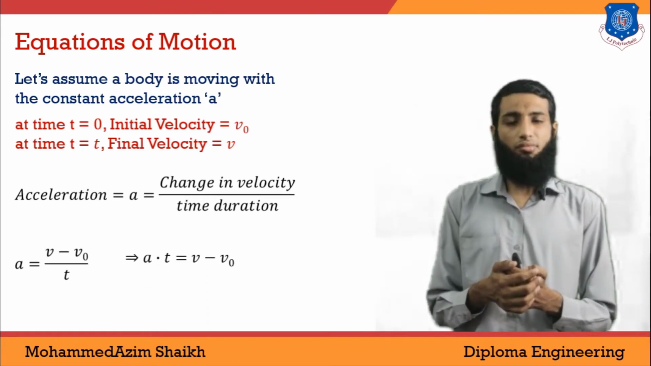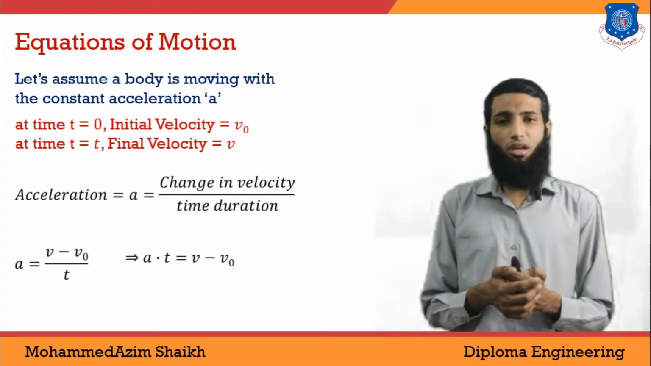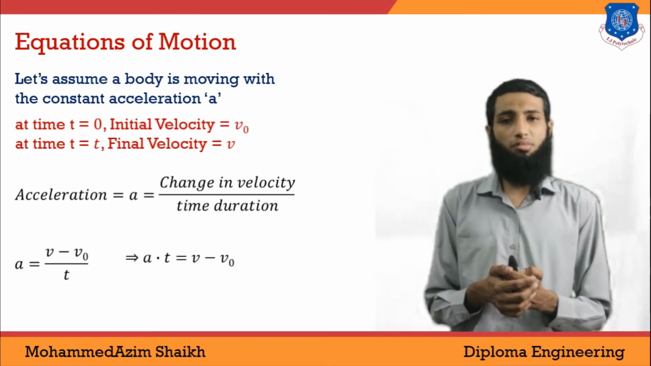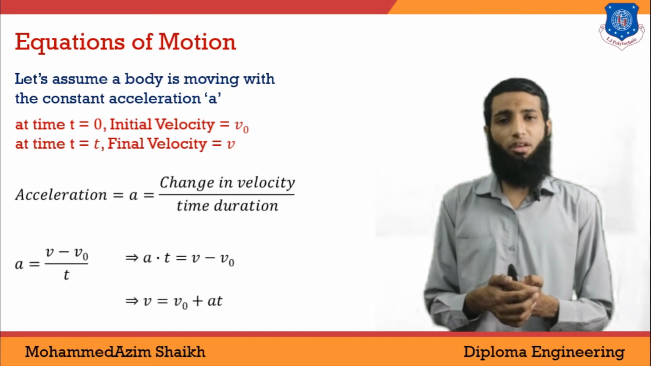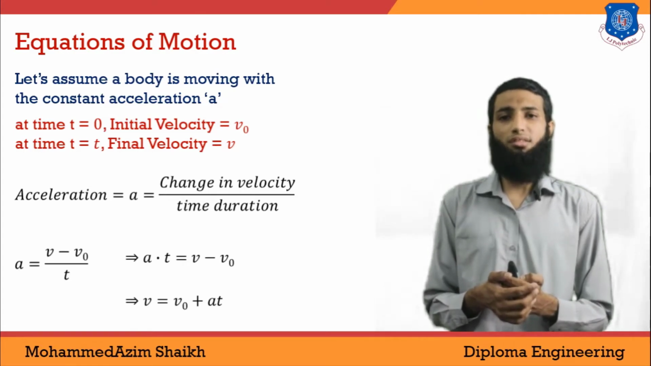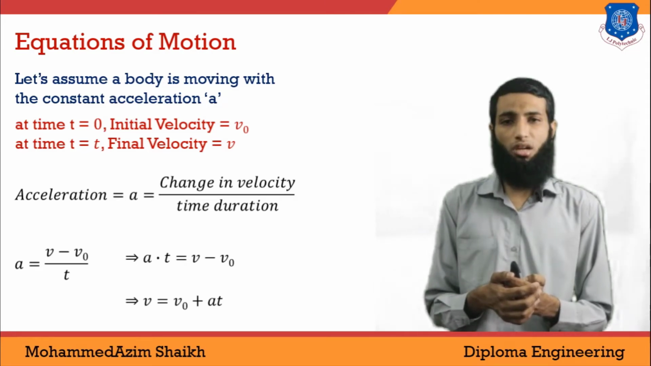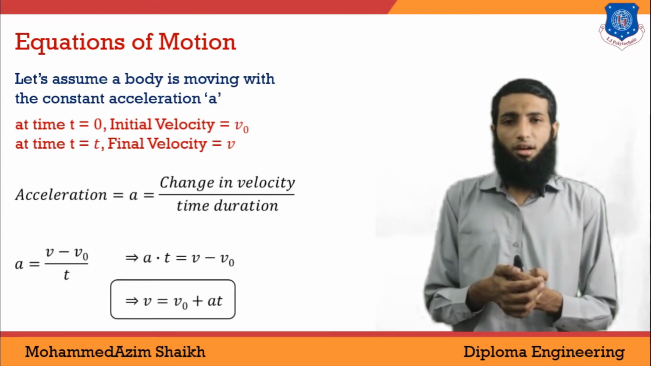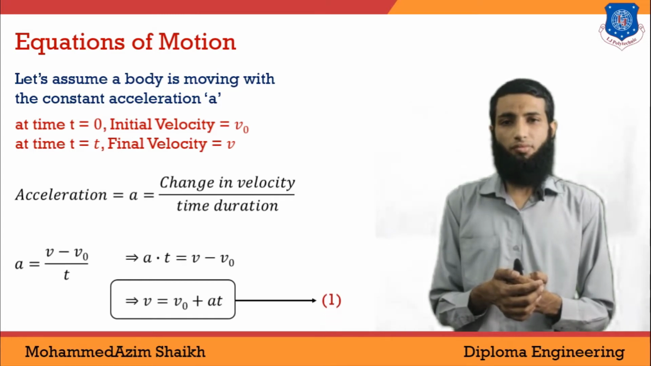According to this expression, we can write a into t is equal to v minus v0. Now we will make v the subject, so we can write this equation in this form: v is equal to v0 plus at. This is the first equation of motion of constant acceleration. So we will make a box and write down number 1. This is our equation number 1.